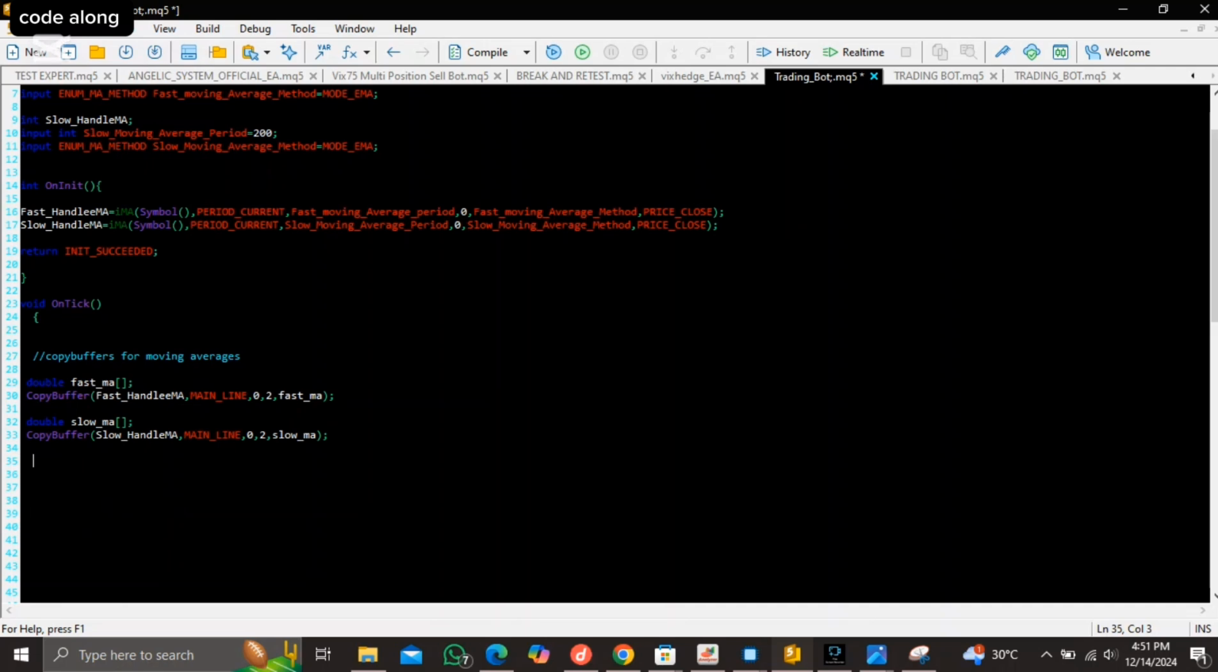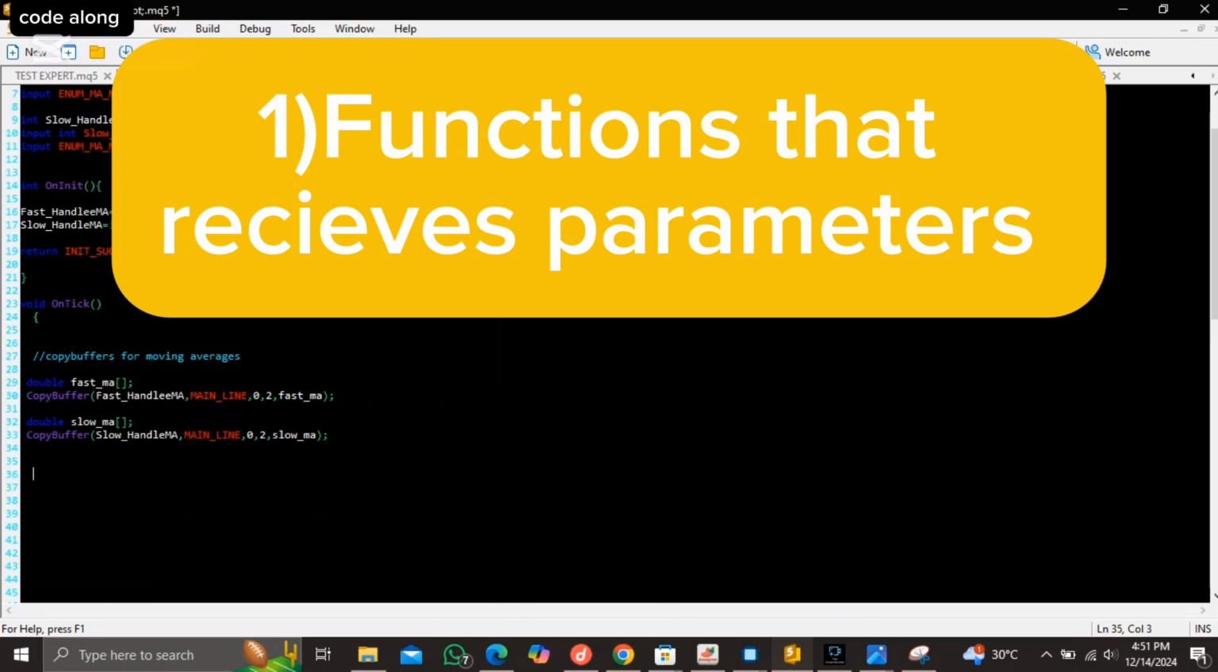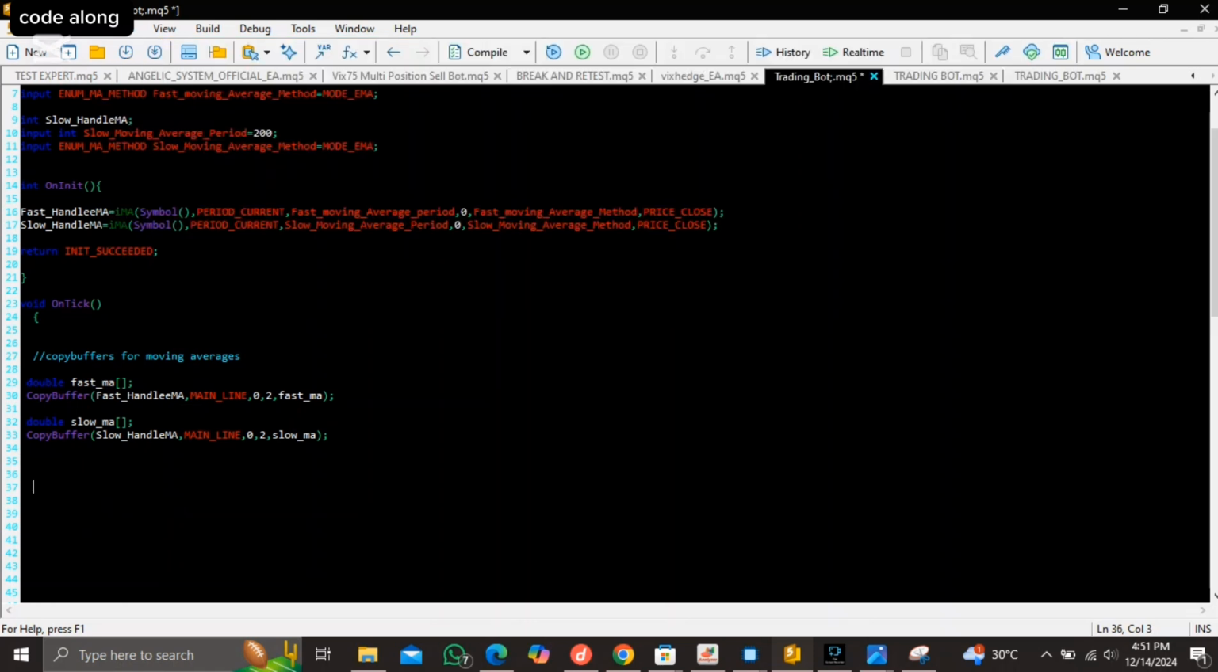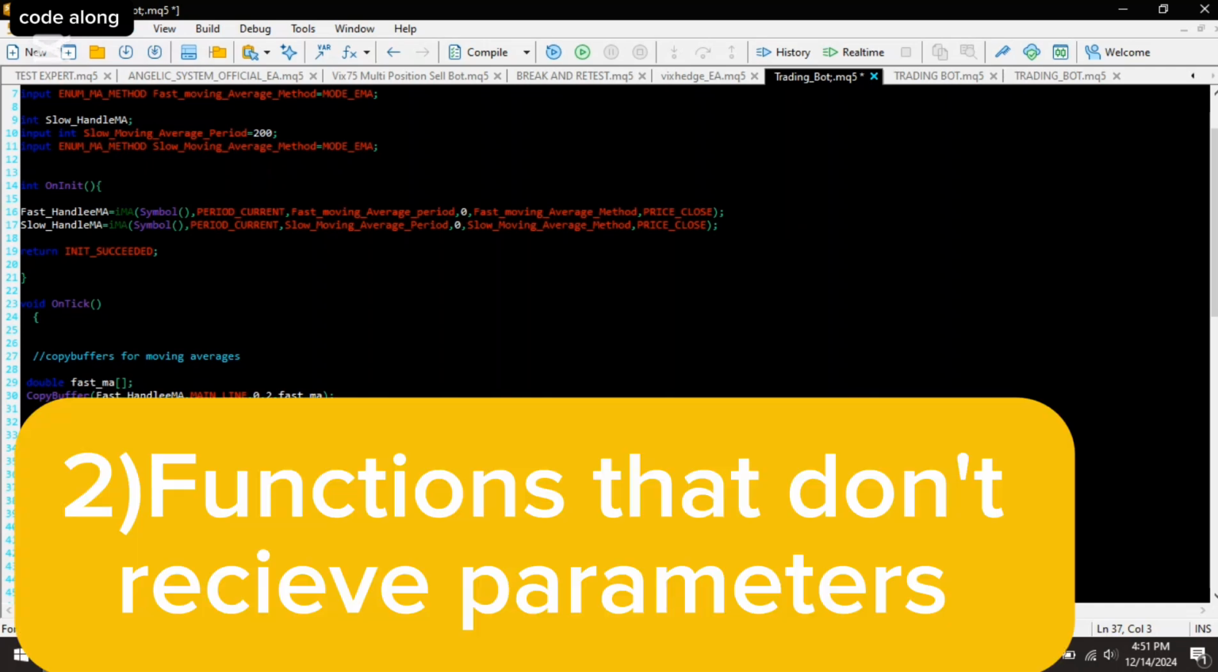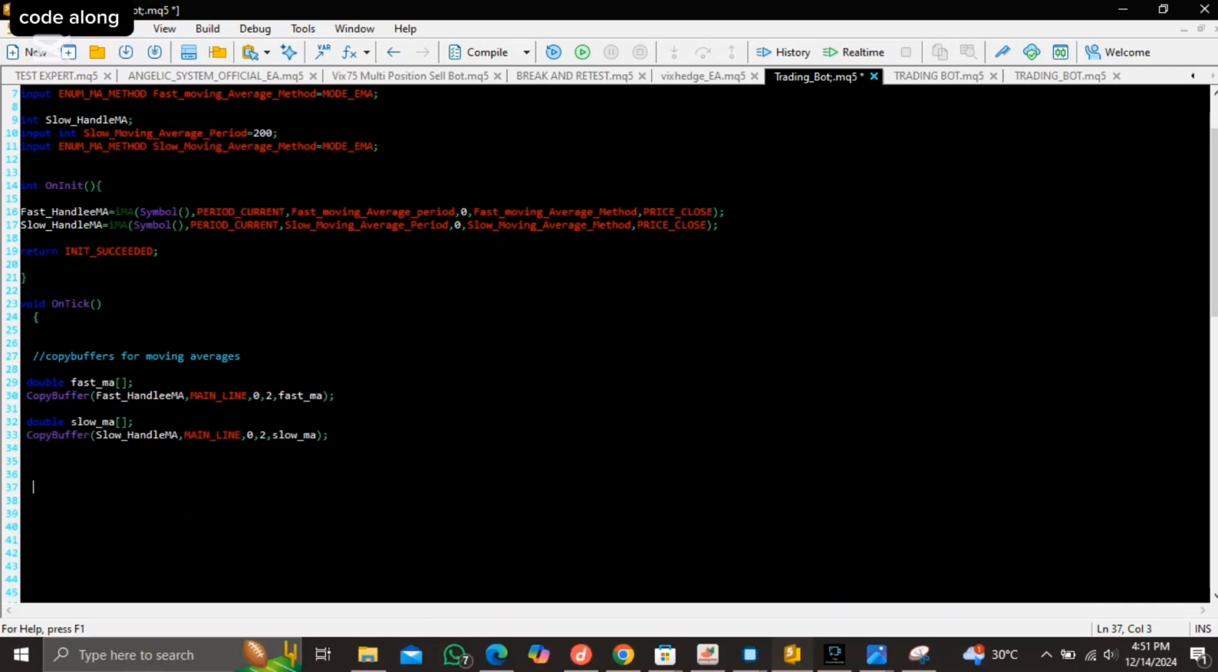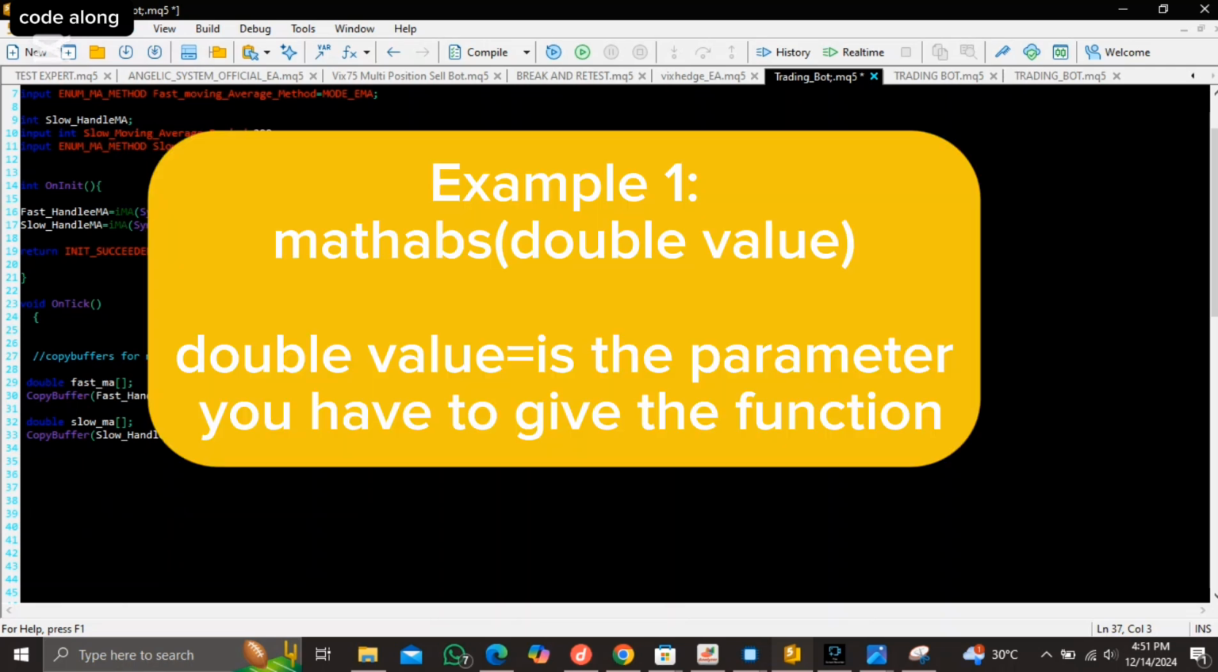There are two types of predefined functions in MQL5. 1. Functions that receive parameters. These functions require us to pass in specific values, known as parameters, in order to perform their task. 2. Functions that don't receive parameters. These functions do not require any parameters and can be called directly in our code. Let's take a look at some basic examples of predefined functions in MQL5.